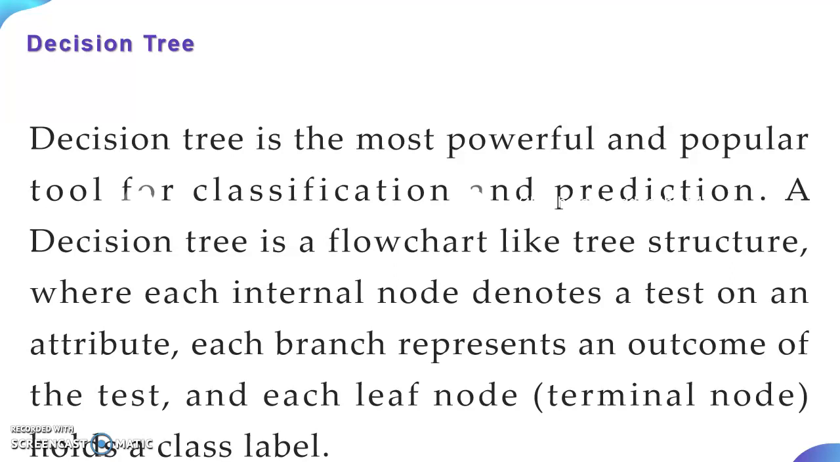A decision tree is a decision support tool that uses a tree-like graph or model of decisions and their possible consequences, including chance event outcomes, resource cost, and utility. It is one way to display an algorithm that only contains conditional control statements.